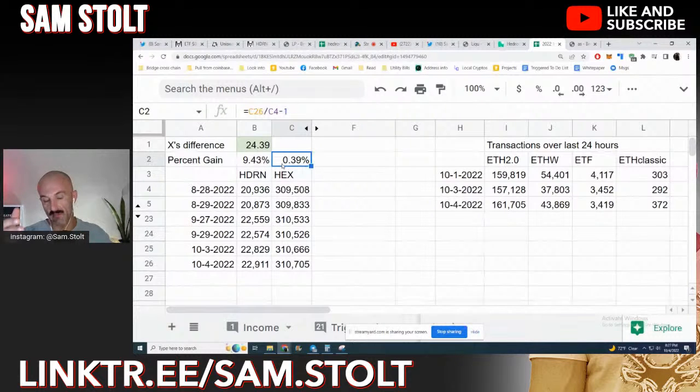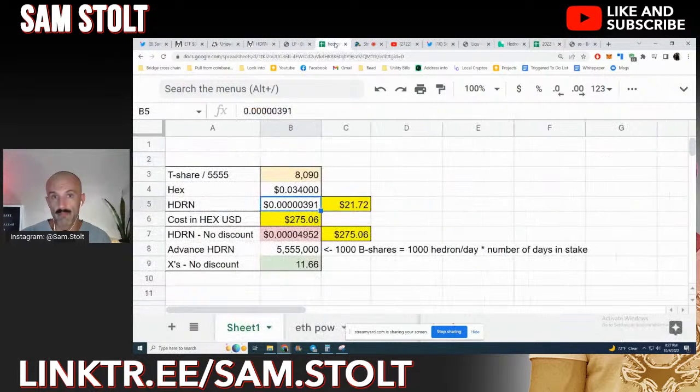So it's still growing. And this is about a month and a half. So it's growing pretty healthily. It's not like anything extreme. But we're in a bear market, so you would expect growth to be down, but it's still growing. But Hedron's just like blowing out of the fucking water in comparison.